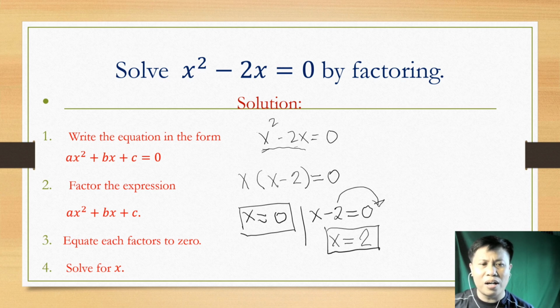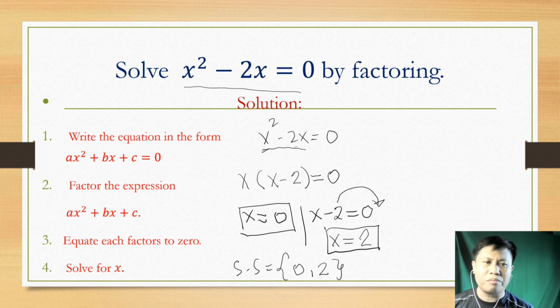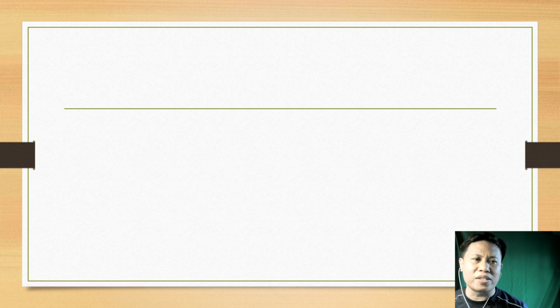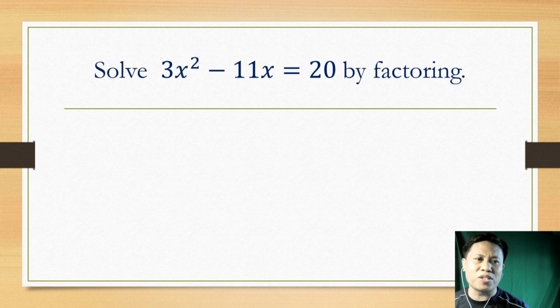So therefore, the solution set of the given quadratic equation, x squared minus 2x equals 0, is 0 and positive 2. Okay? So that is how we solve a quadratic equation by factoring. So, another example. Solve 3x squared minus 11x equals 20 by factoring.